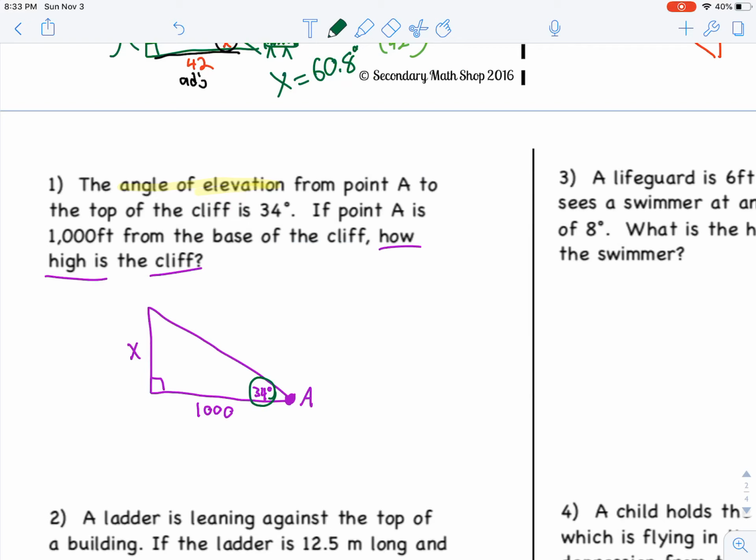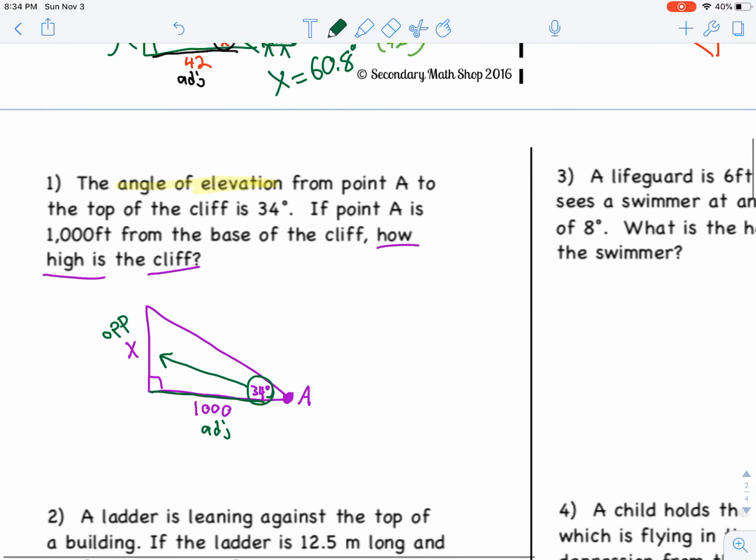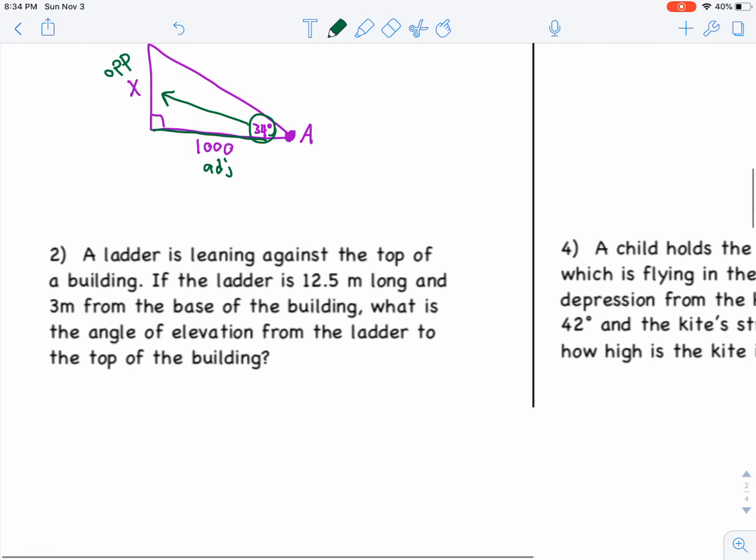So there's our angle. Across our angle is opposite. And the side that connects our angle to our 90 degrees is our adjacent. All right, I'm going to let you guys figure out the rest on this, and you'll do it on your own. Okay, let's look at example 2.